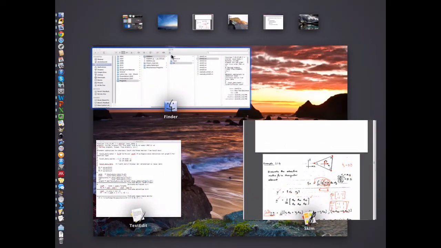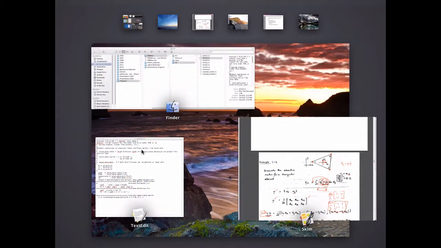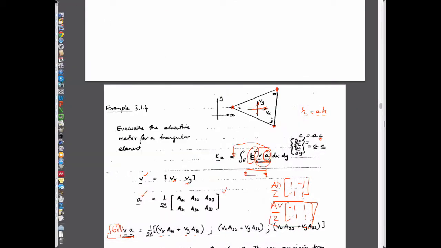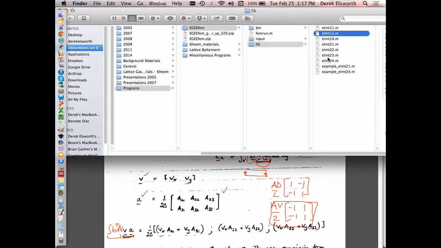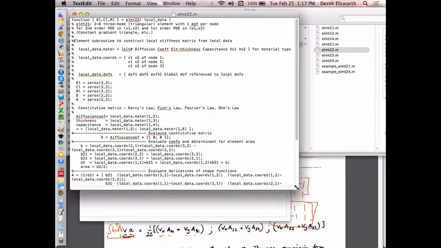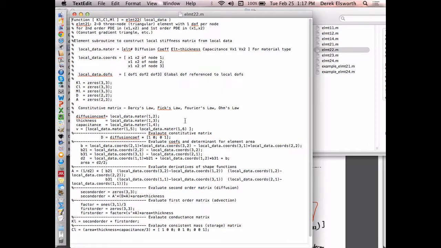I think also, so this is element 1, 2. I'm guessing that element 2, 2 is probably the same for a triangular element, and is. So in other words, again, it gets localized in exactly the same way.